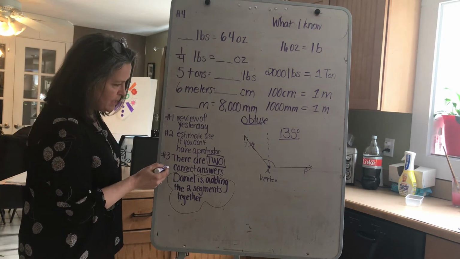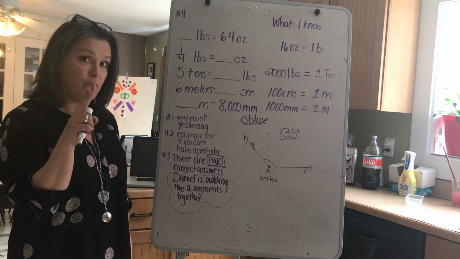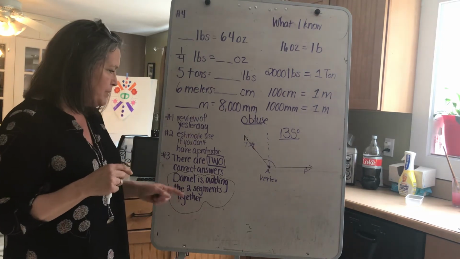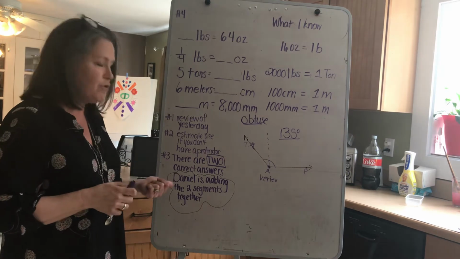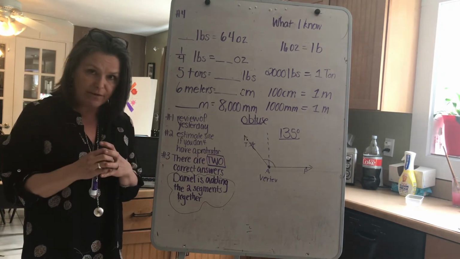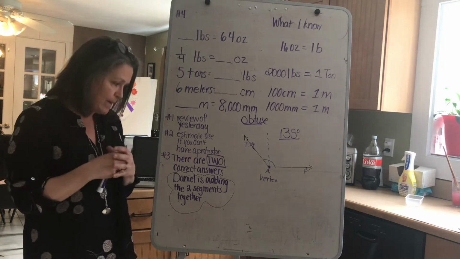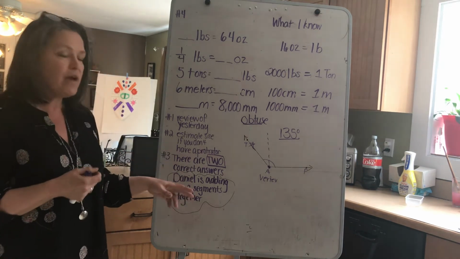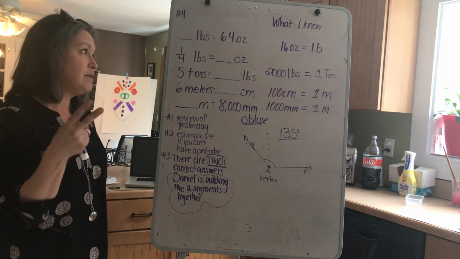Number three, I just want you to realize there should be two possible answers. A couple of people had asked a question. They weren't sure if they were supposed to be adding or subtracting, but it did say that he was putting them together, the two segments, so you do want to make sure you're adding. So once you've done that, keep in mind there's two correct answers.